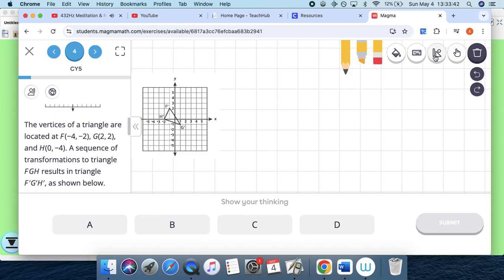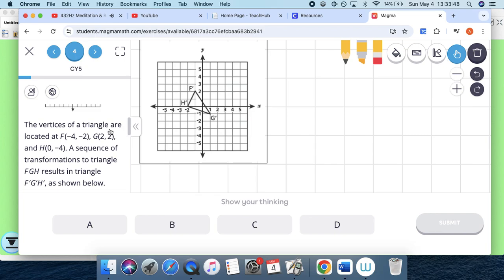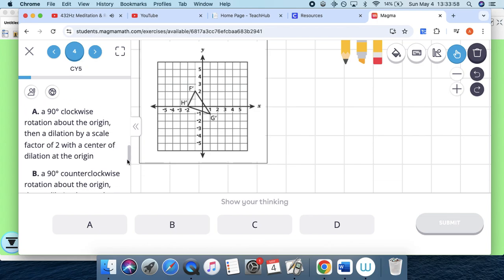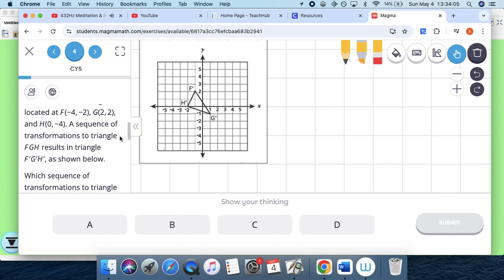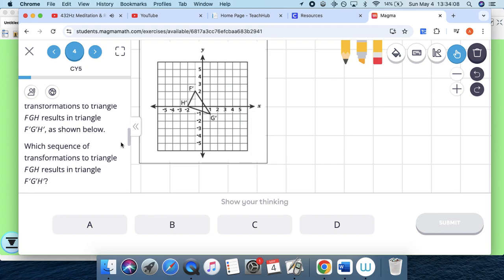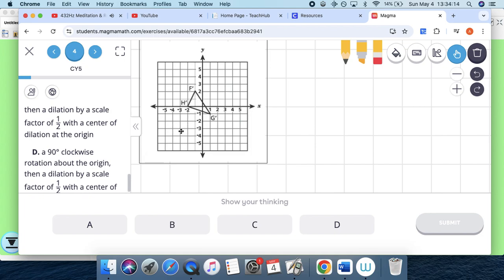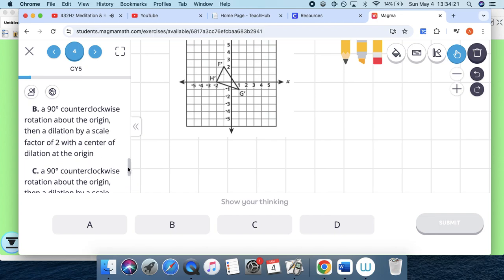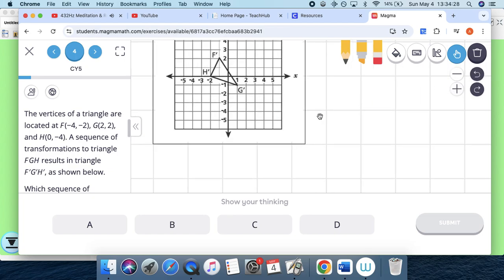Here are the vertices of a triangle. Let me make that bigger. A sequence of transformations to triangle FGH results in triangle F prime, G prime, and H prime below. Which sequence of transformations? I don't see the other triangle. This is F prime, H prime, G prime. So where's the original? Oh, I have to plot the original, I see. Let me make this bigger. So that's the resulting triangle.